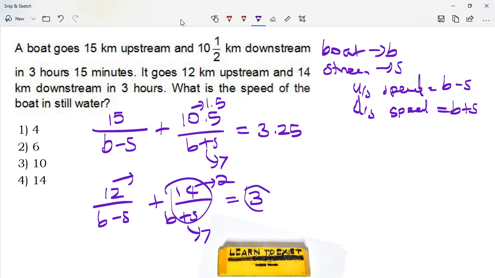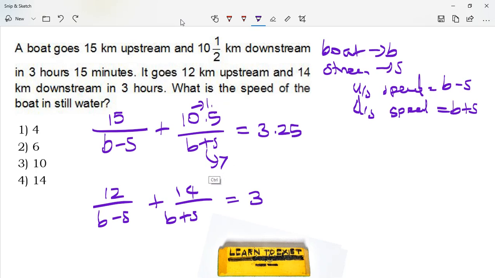So this part should be 1. If this part has to be 1, 12 by b minus s is 1, so b minus s will be 12. Okay, just have a look at these values. B plus s is 7 and b minus s is 12. We cannot have b minus s greater than b plus s. So it means the values that we have taken are wrong. We cannot move with 7.